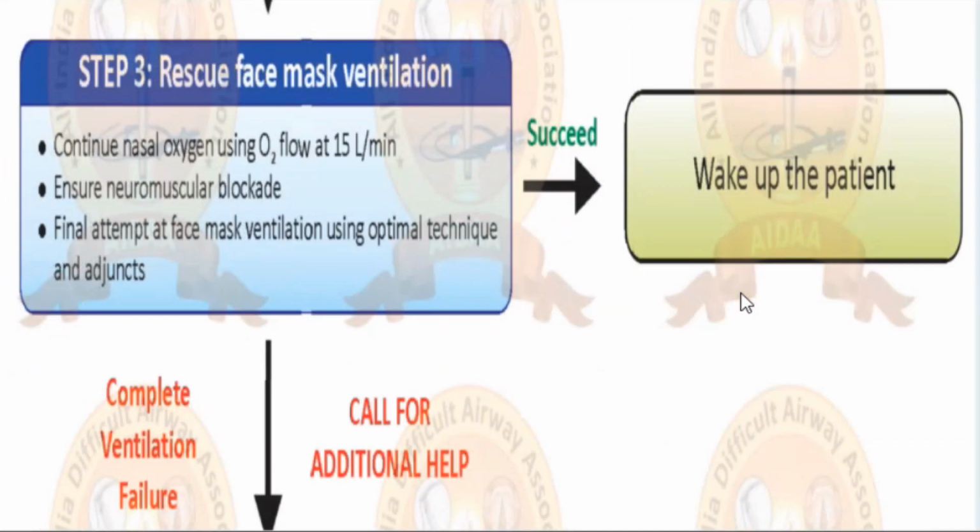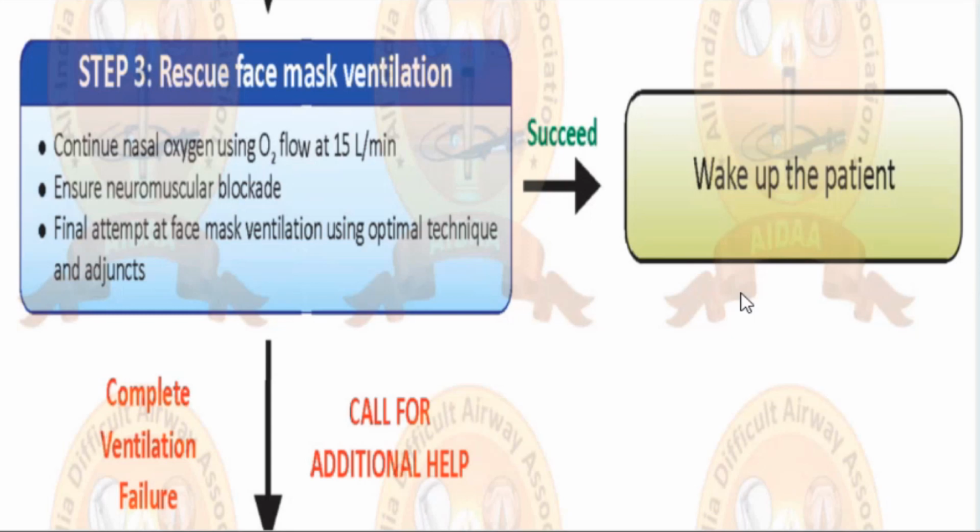So what do you do next? We've been given one rescue face mask ventilation here. While we continue giving nasal oxygenation, we have to try and ventilate the patient by using a face mask. Now, at this point of time, again, they ask us to ensure a neuromuscular blockade.